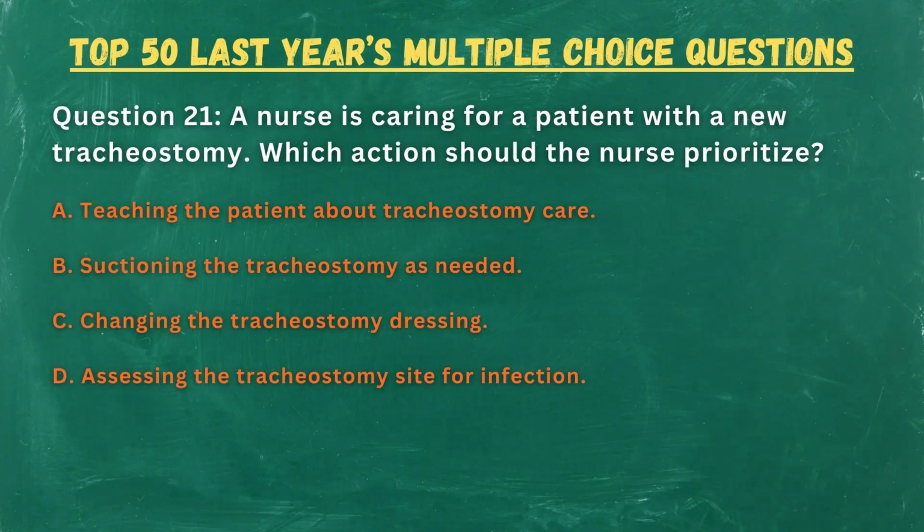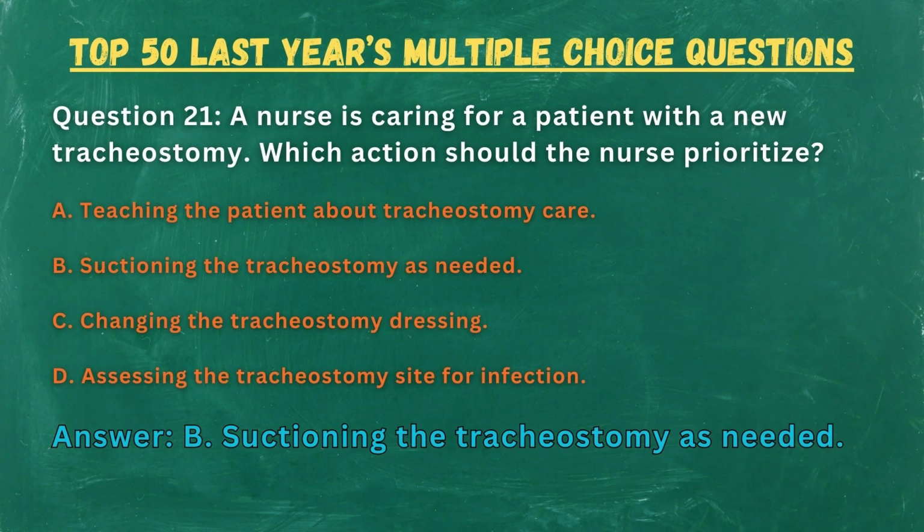Question 21. A nurse is caring for a patient with a new tracheostomy. Which action should the nurse prioritize? A. Teaching the patient about tracheostomy care. B. Suctioning the tracheostomy as needed. C. Changing the tracheostomy dressing. D. Assessing the tracheostomy site for infection. Answer: B. Suctioning the tracheostomy as needed.